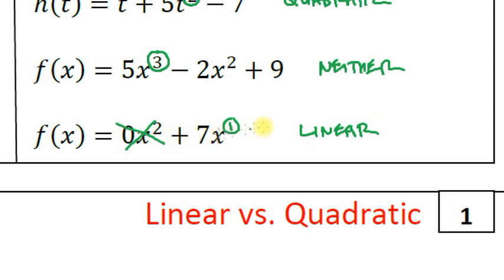But this is going to be a linear function because this term cannot be used. It's always going to be 0. This term is going to have a number. If I put an x in there, you'll multiply it by 7. So the highest exponent on a variable in this function is actually 1 because this one doesn't count.